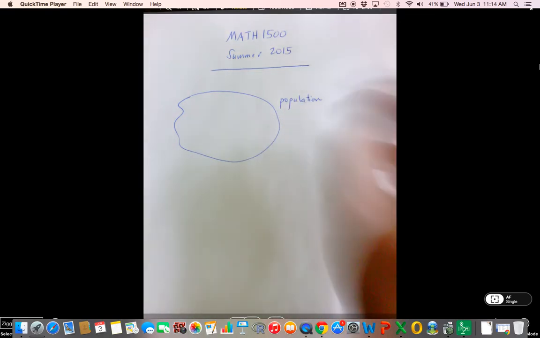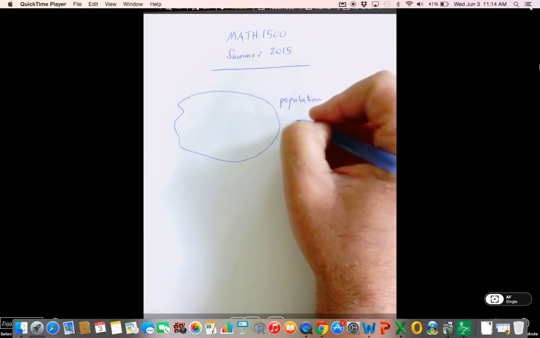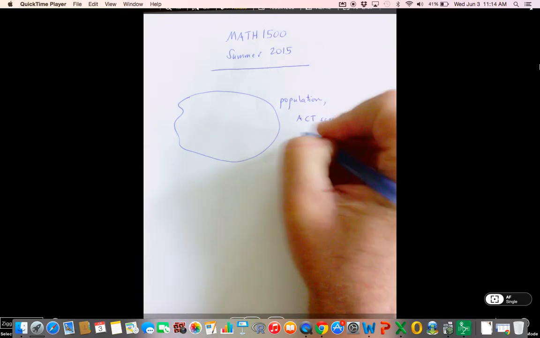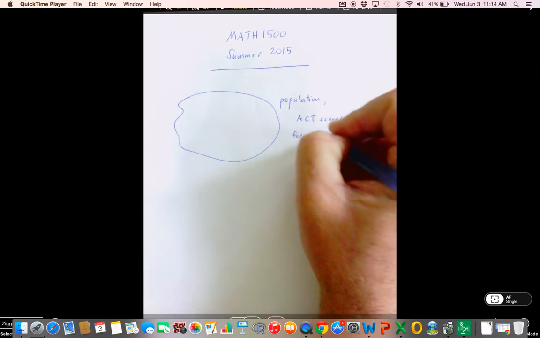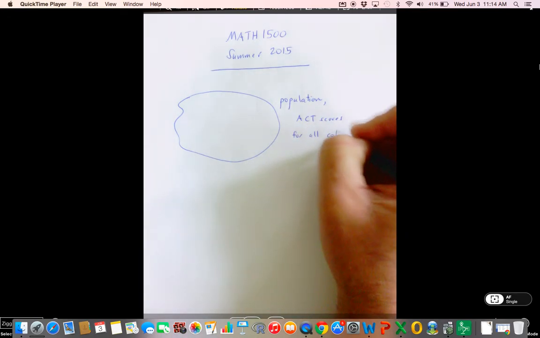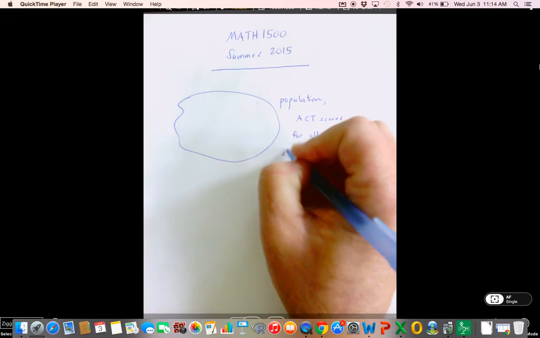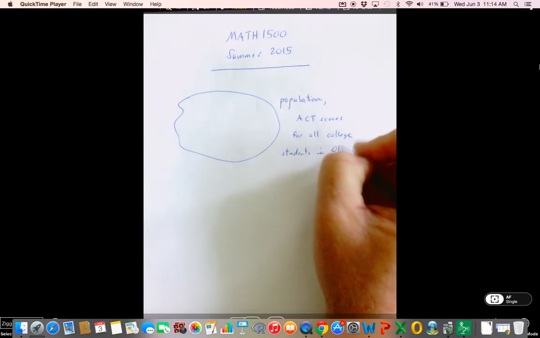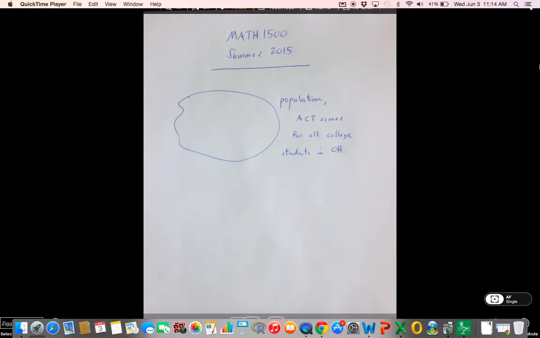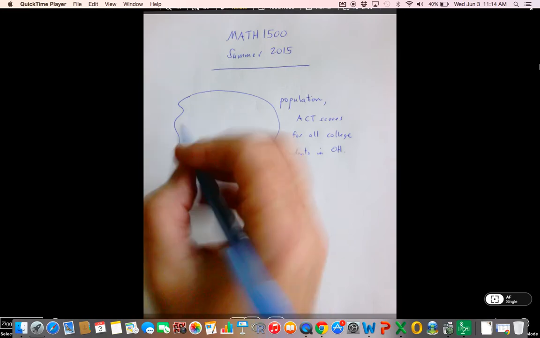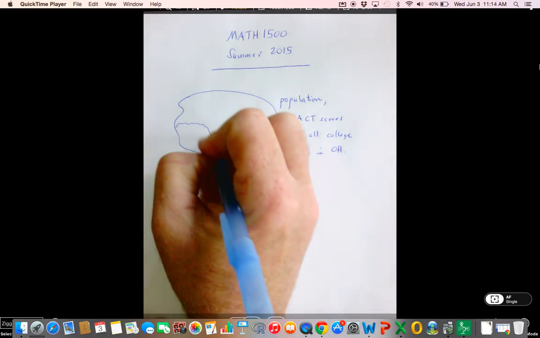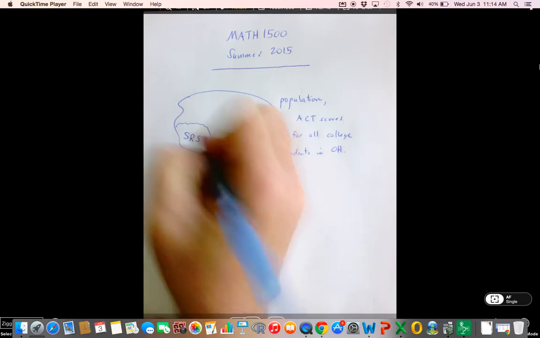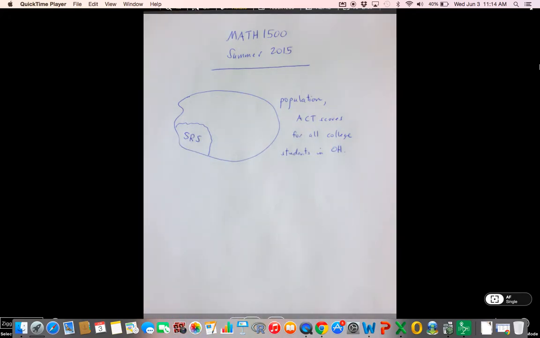If you want to think about something, let's just say it's ACT scores for all college students in Ohio. And we decided to go in and take a sample. So we want a smaller segment of this. And I'm going to call this an SRS, which is a simple random sample.